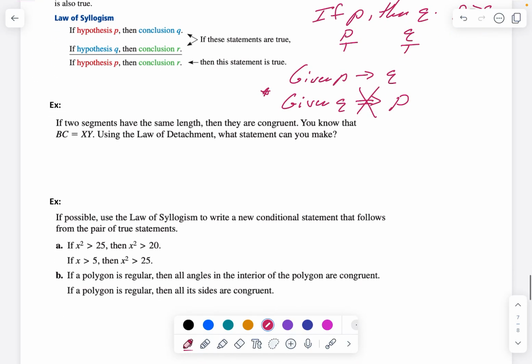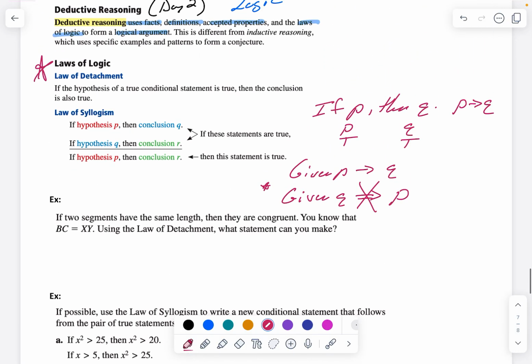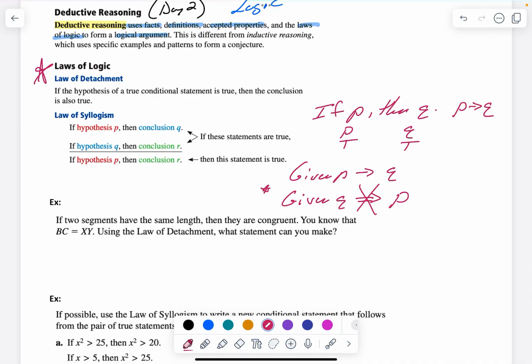Let's look at this example. It says if, oh, I got it. Okay, we're doing one thing at a time. So that's the law of detachment.